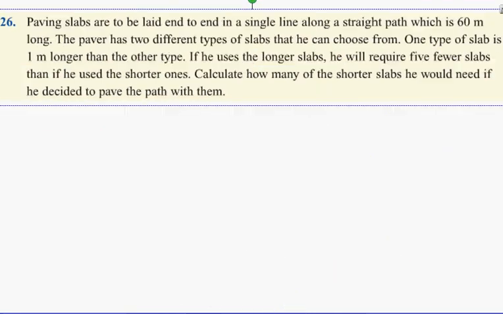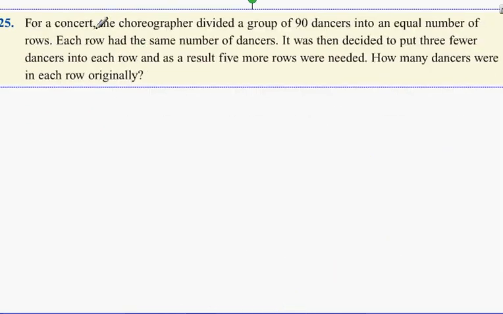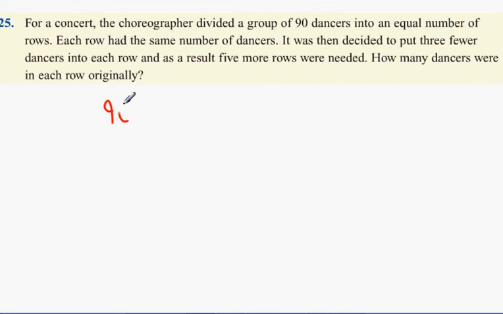Next one. Here we go. 25. For a concert, the choreographer divided a group of 90 dancers into equal numbers of rows. So you have 90 people. Each row had the same number of dancers. It was then decided to put 3 fewer dancers in each row. As a result, 5 more rows were needed. How many dancers were there originally?